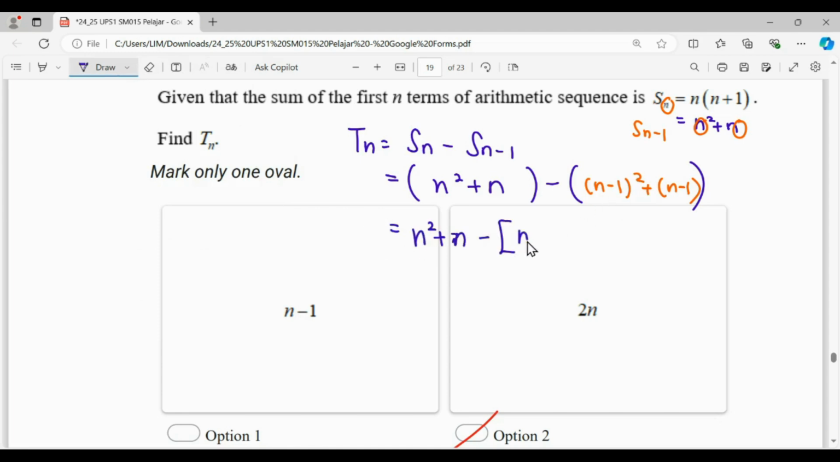So expand this: n squared minus 2n plus 1. Then minus n squared. Then this is negative n, negative negative, positive n. Then 1 minus 1 is 0. Lastly, we can see n squared minus n squared, and we get 2n only. So here we have our option.